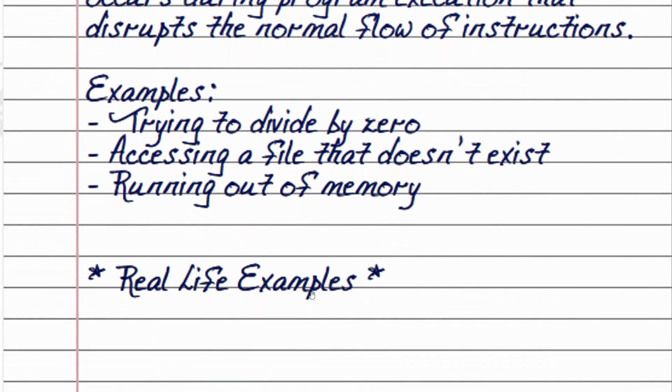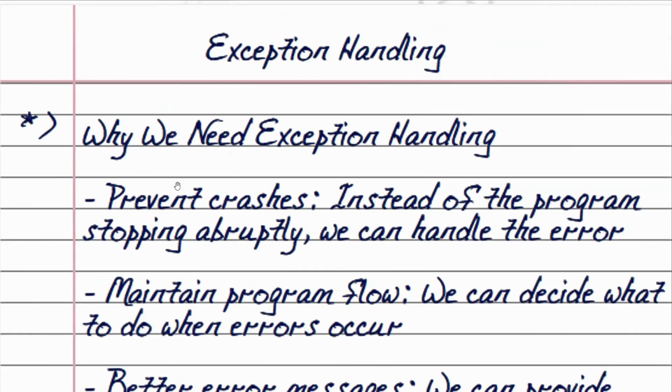Let's see a real life example. If you are working on some project and it is almost 90% done, and suddenly the light goes off and your computer shuts down, and you have not saved the project file, this can be an exception. This is the unwanted or unexpected situation. To handle this kind of exception, we use exception handling. Let's see why we need exception handling.